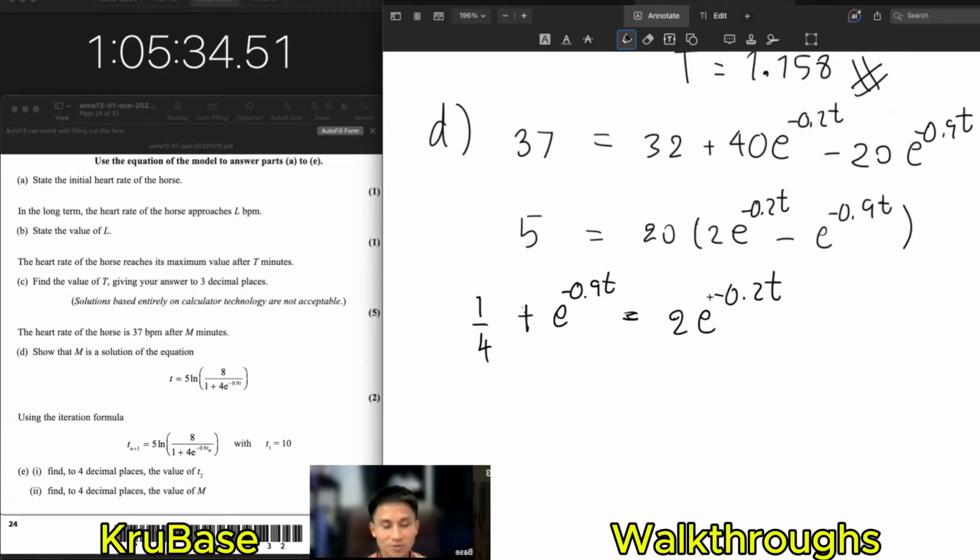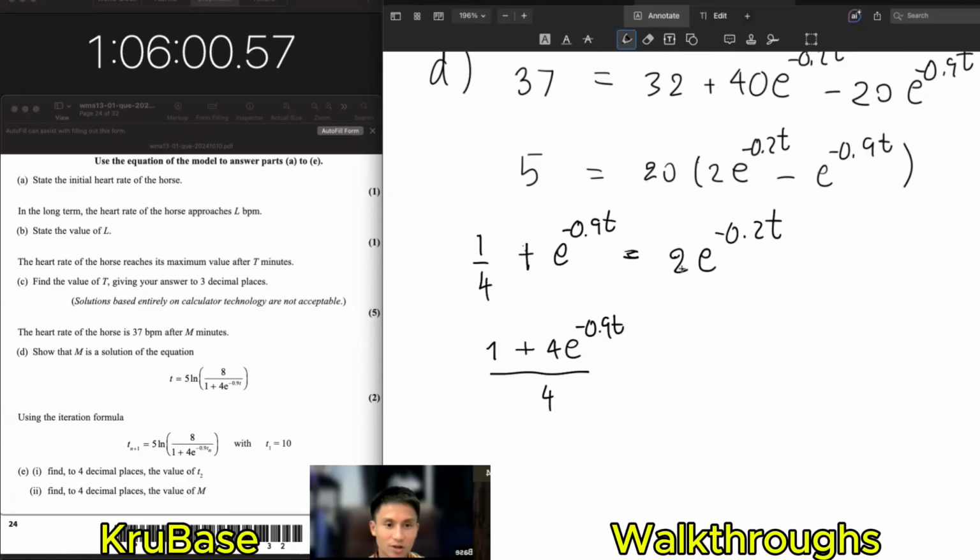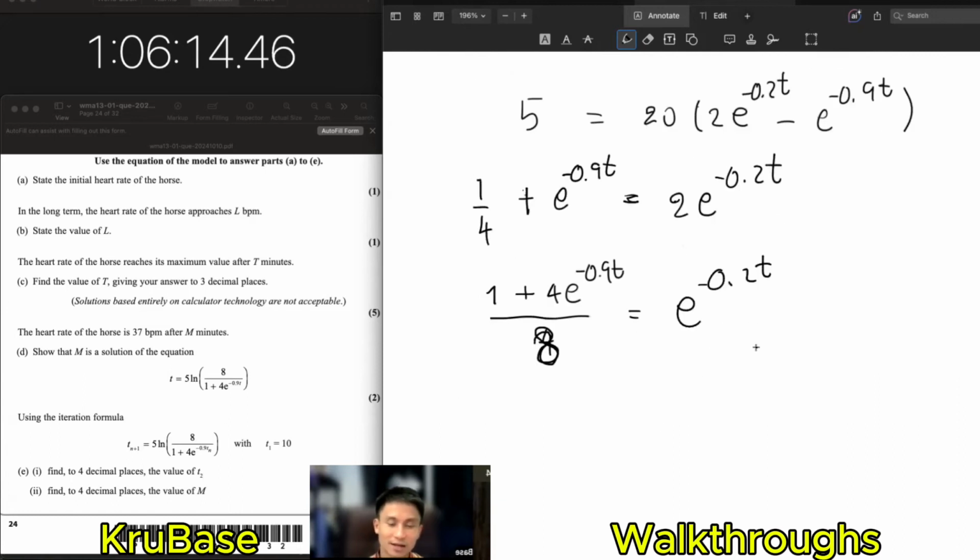The reason I do this is because I can get rid of this exponential by taking ln later on. But I need to keep e to the minus 0.9t. If you do the fraction there, you're going to have 1 plus 4e to the minus 0.9t, divided by 4. And if you also bring 2 to the other side, bringing 2 down here, you're going to get 2 multiplied by 4, so we get 8 here instead, and the other side without 2 now. See, I'm getting closer to that.